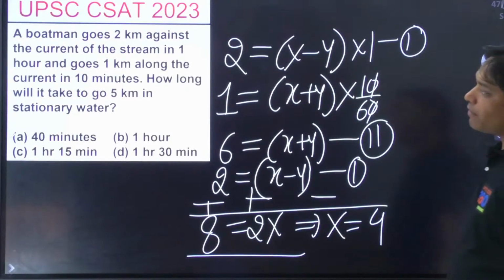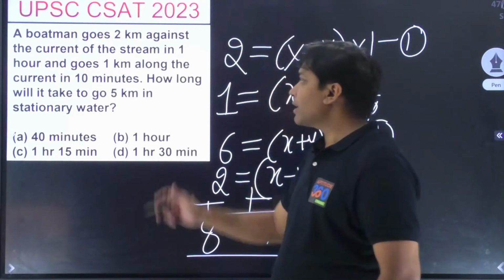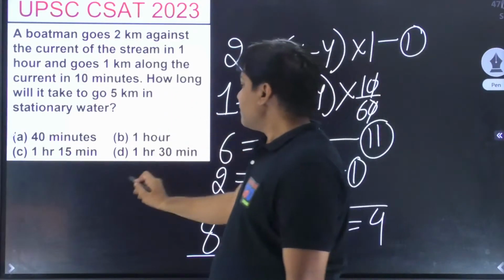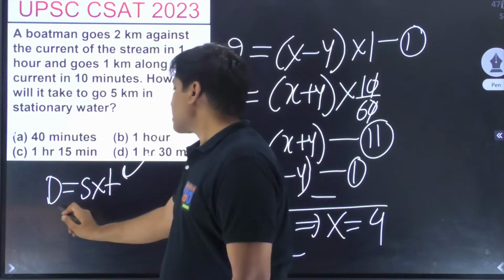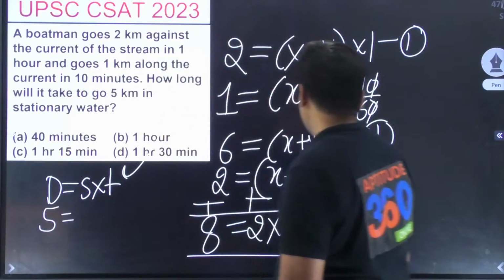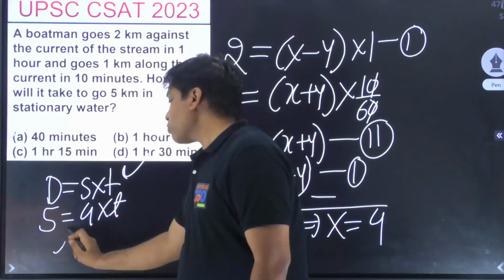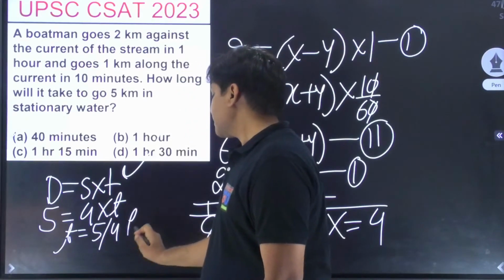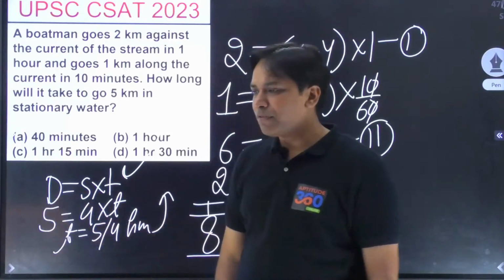So what is it that you have found out? The speed of the boat in still water. And they're asking you how long will it take to go 5 kilometers. So 5 kilometers, again distance is equal to speed into time. What is the distance? 5. What is the speed? 4. How much time? The time is going to be 5 by 4 hours. If we convert 5 by 4 hours, it is going to be 1 hour 15 minutes. Problem is simplified, isn't it?